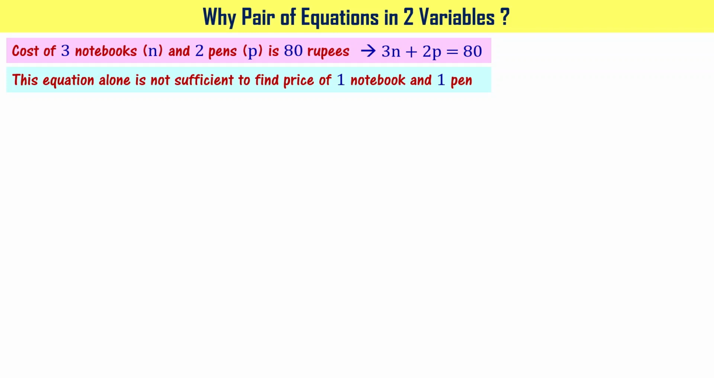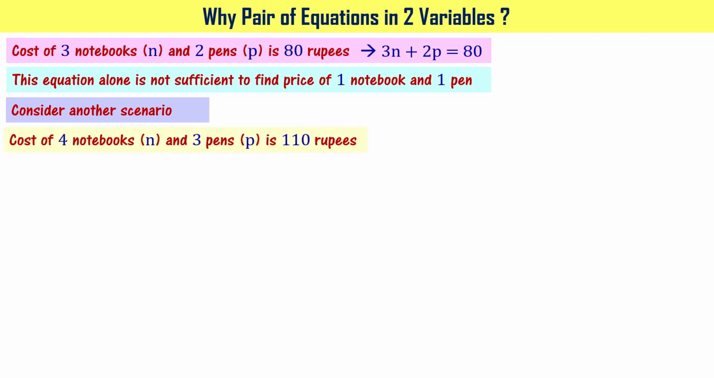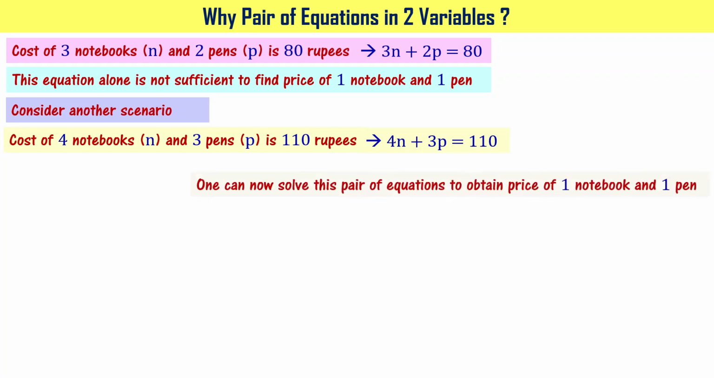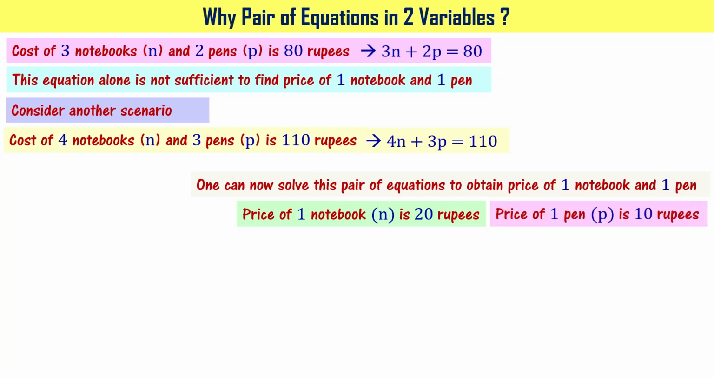That is not sufficient. For example, if you consider another scenario where cost of 4 notebooks and 3 pens is 110 rupees, that can be expressed as 4n plus 3p equal to 110. Now we have two equations in two variables, right? One can solve this pair of equations now to obtain price of one notebook and one pen. When you solve them, you get price of one notebook equal to 20 rupees and price of one pen equal to 10 rupees. We'll see how to solve this as we go along in this video.